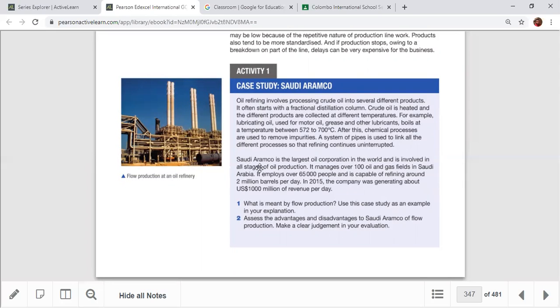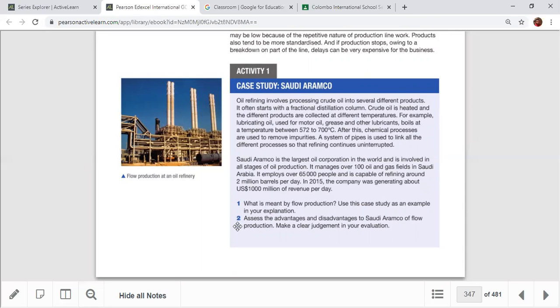Saudi Aramco is the largest oil corporation in the world and is involved in all stages of oil production. It manages over 100 oil and gas fields in Saudi Arabia. It employs over 65,000 people and is capable of refining around 2 million barrels per day, and in 2015 the company was generating about US$1,000 million of revenue per day. So 2 million barrels means how much? One billion per day.